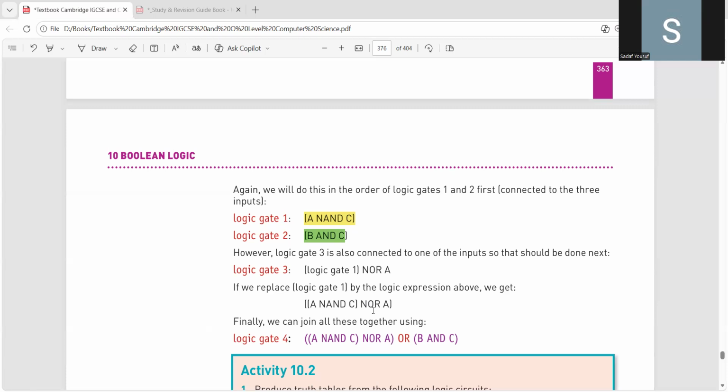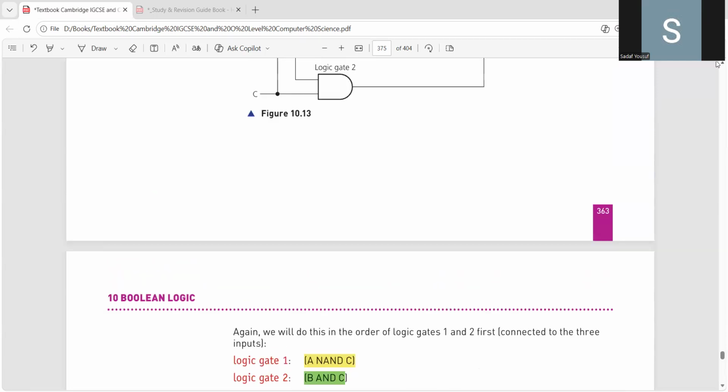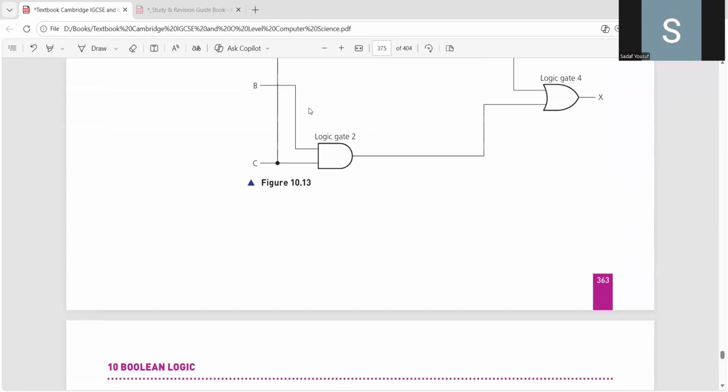So this is how you can make your answers accurate in a short time just by following these simple principles. A NAND C NOR A is your final one, and then you can make the final one (A NAND C NOR A) OR (B and C). B and C because that was just below, and only two values are there, B and C. That's all. No other value is there.